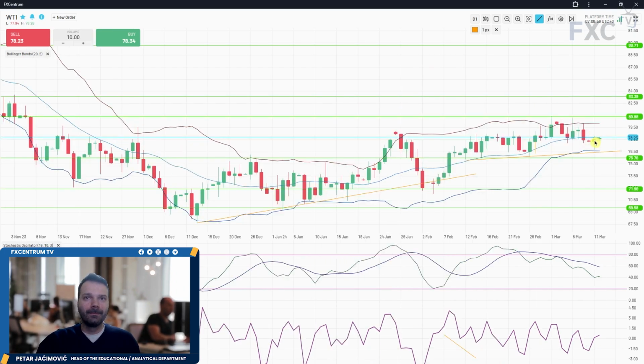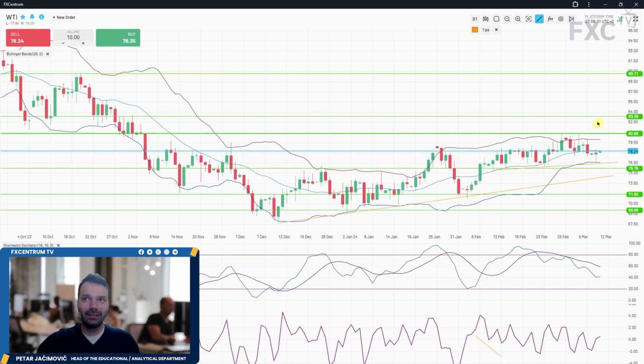So here, the main idea is for the market to trade higher, especially if WTI can clear the 81 mark and hold above. That can be a good sign for even 84 to be tested, or even 89.70 or the 90 mark, short-term, mid-term speaking.